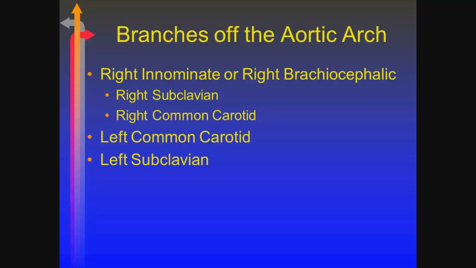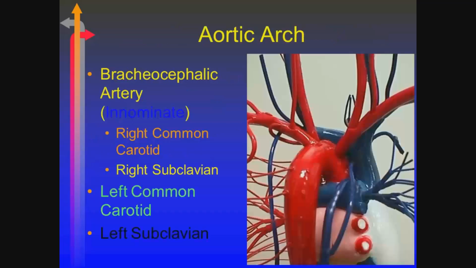All right, aortic arch. You should be aware that the right brachiocephalic subdivides into the subclavian and the right common carotid. On the left side, they're individual vessels. And this is kind of what they look like. There's your brachiocephalic, branching into the right common carotid, right subclavian, left common carotid, left subclavian.